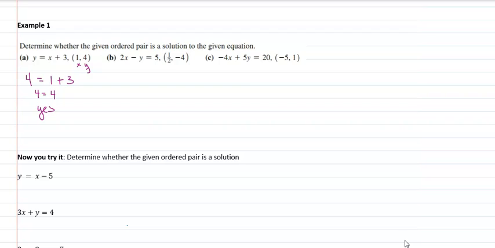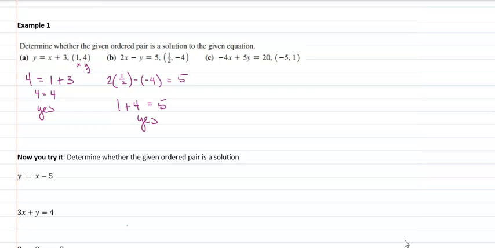All right, the next one, we've got 1/2 for x and -4 for y. So I'm going to show you, when you plug in the numbers for the variables, it's a good idea to use parentheses. So 2 times, then we're going to put 1/2 in for x, minus y is -4, equals 5. If we hadn't used parentheses, this would have been a little bit messy, but it helps us to see what goes where. So 2 times 1/2, or in other words, 1/2 of 2 is 1, minus a negative is plus 4. Equals 5. That is true.